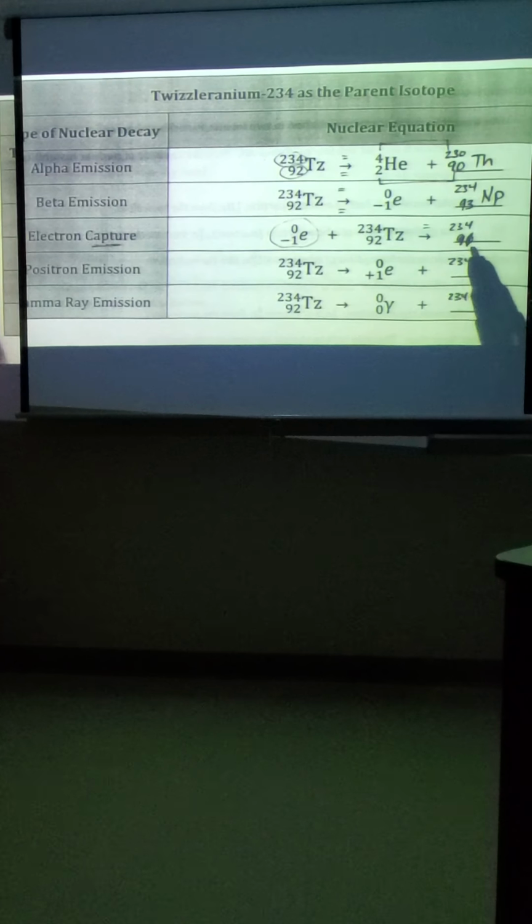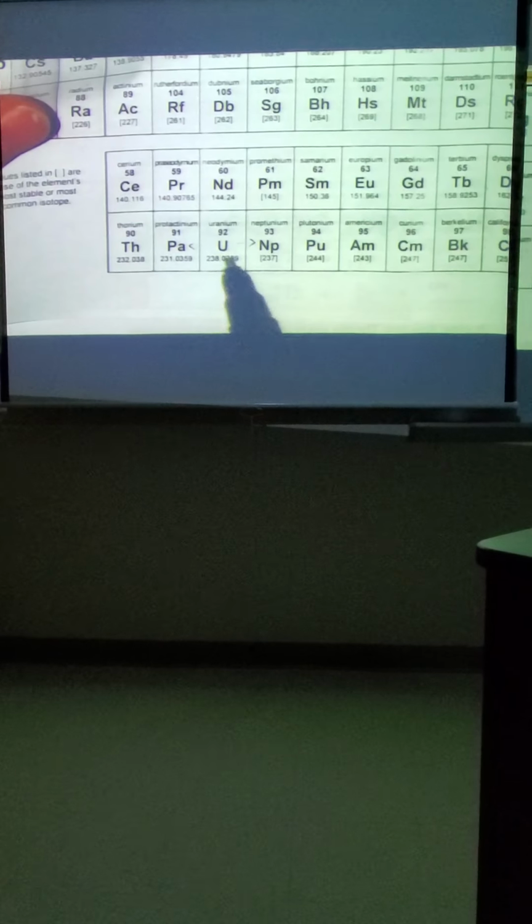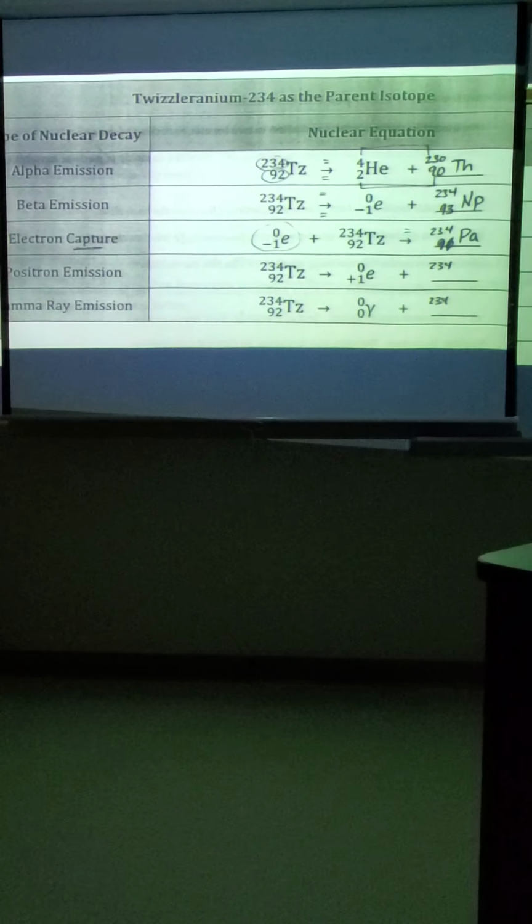So we need to know who 91 is on the periodic table. And just like we would expect, protactinium. We're going backwards 1, just like we went forwards 1 for beta, just like we went backwards 2 for alpha. We're going exactly where we predicted before we ever saw the math problem. So, PA, protactinium.